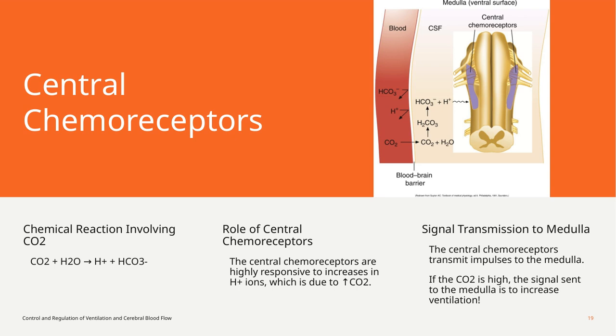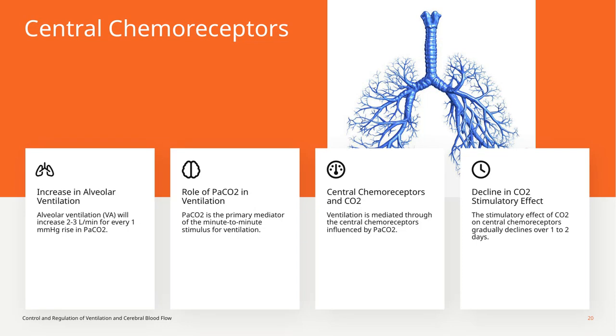In essence, this feedback loop ensures that our ventilation adjusts dynamically to maintain stable CO2 levels, supporting both cerebral blood flow and overall homeostasis. It's a fine example of how our nervous and chemical systems work together seamlessly to keep us healthy. Let's talk about how ventilation and cerebral blood flow are controlled and regulated, focusing on central chemoreceptors.